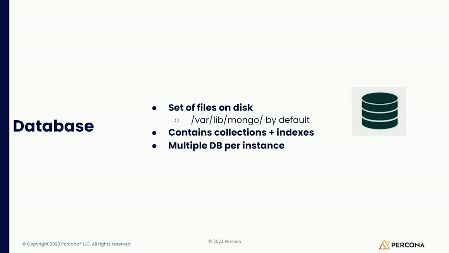So a MongoDB database is a set of files on disk. The default directory is under /var/lib/mongo, but you can change this if you want. And here you will see the files for each of the collections plus the indexes. Depending on how you configure MongoDB, you might also get separate subdirectories for each database inside this root directory, let's say. Remember, again, we can have multiple databases per MongoDB instance, okay?